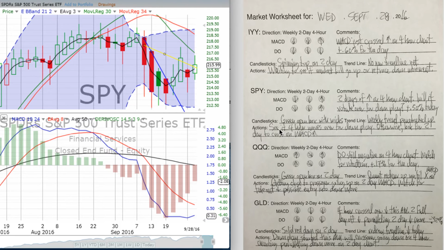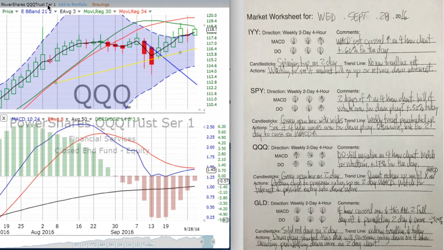And what are our actions? See if the 4-hour moves over for a down play. Otherwise, look for the 2-day to cross on the MACD going up, which it might do at some point. So we'll continue to watch on that. Now, I'll go through the Qs also.